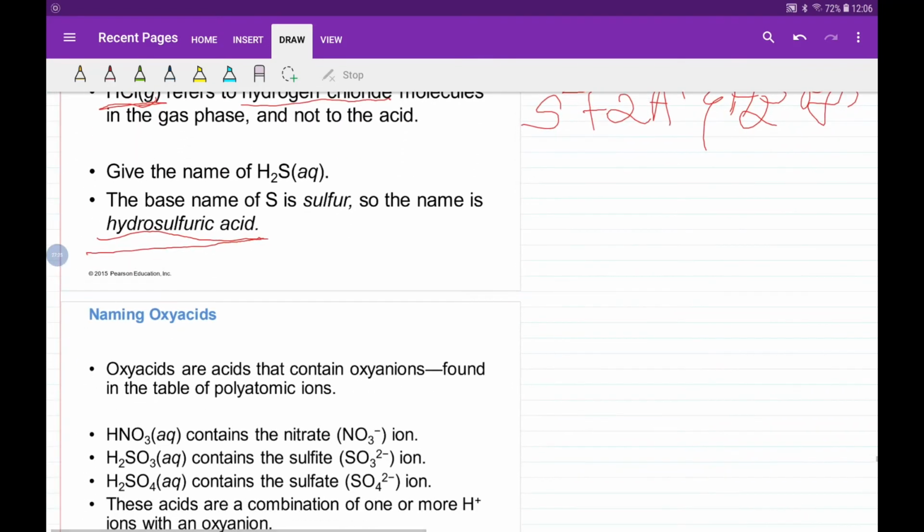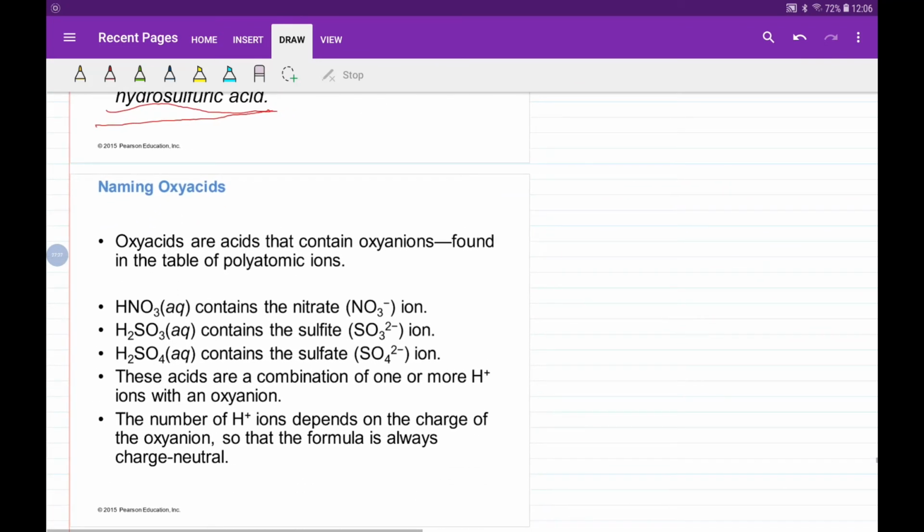Now let's talk about the next one, oxyacids, how we name oxyacids. Those oxyacids are based on the polyatomic ions that you are supposed to memorize. We talked about them earlier in this video. So the number of hydrogens you add to come up with the acid is going to be equivalent to the charge on that element.